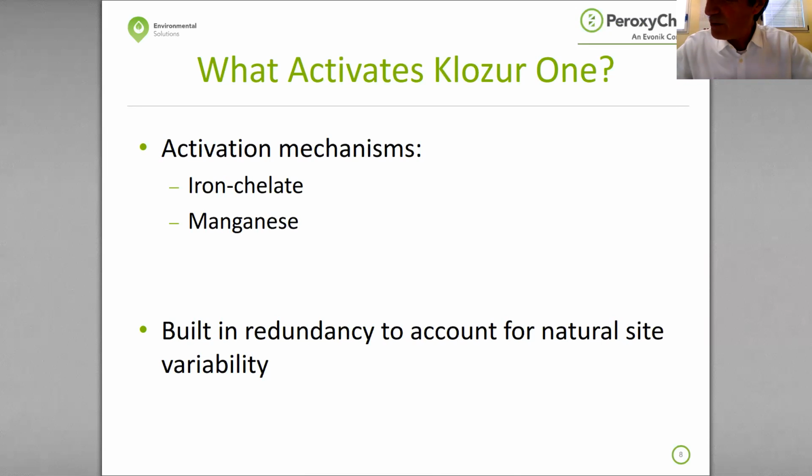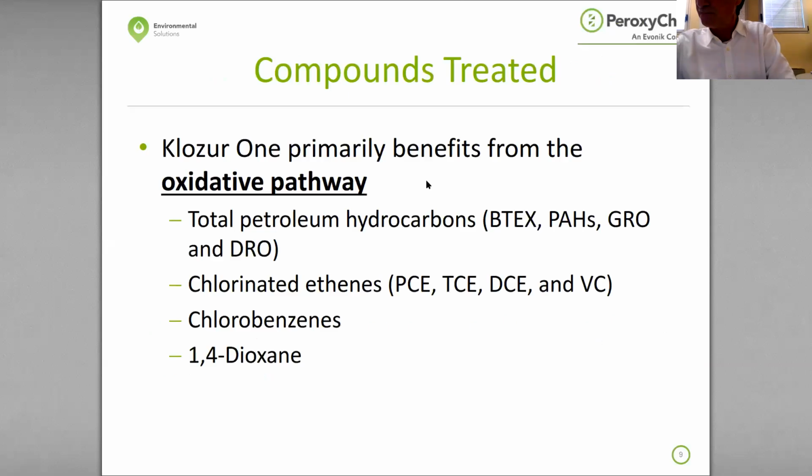We added these different transition metals to essentially build a little redundancy into the system, thinking that in some situations, iron might serve as a better activator, and in other situations, the manganese may. Because this is a transition metal activation system, it is primarily generating the oxidative pathway as opposed to the reductive pathway. You're primarily getting sulfate or hydroxyl radicals as the species which are going to do the most damage in treating your contaminants of concern.